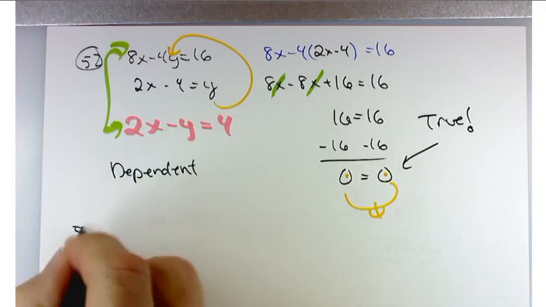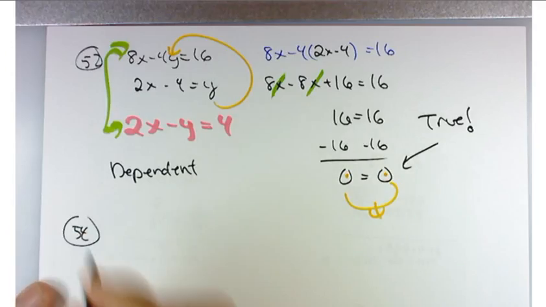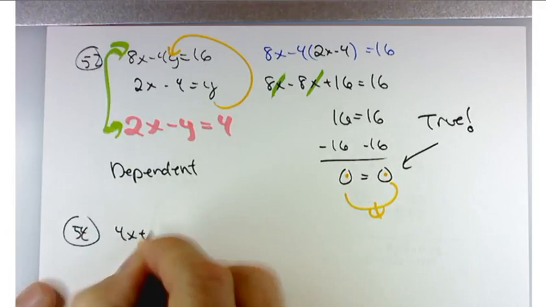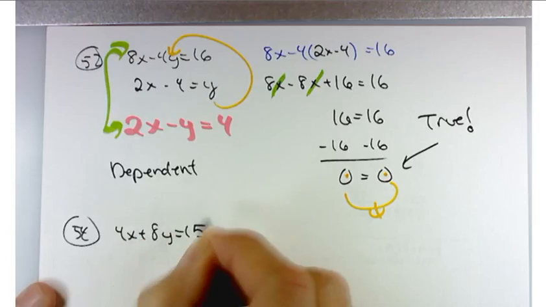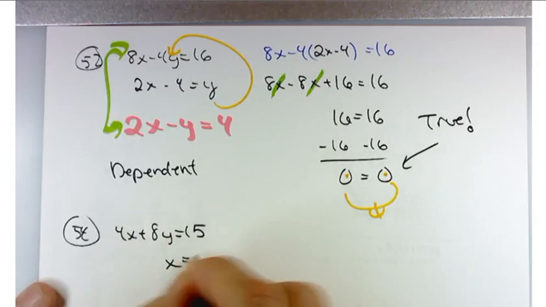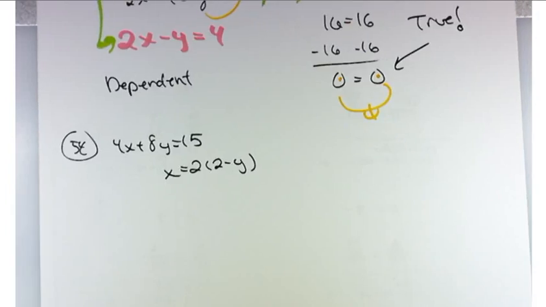4x plus 8y equals 15, and x equals 2 minus y. I kind of find this one odd. I really have no explanation as to why the author didn't distribute the 2, other than maybe he just wants to make you work a little bit harder. Okay.